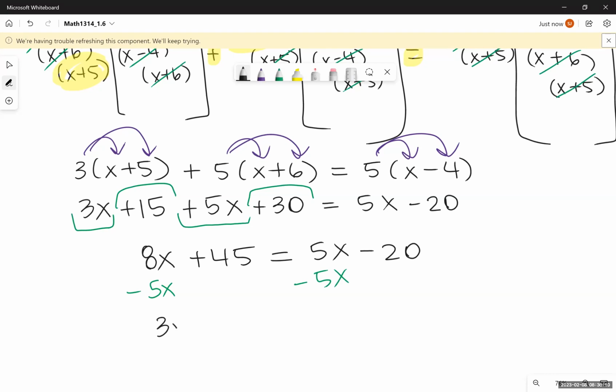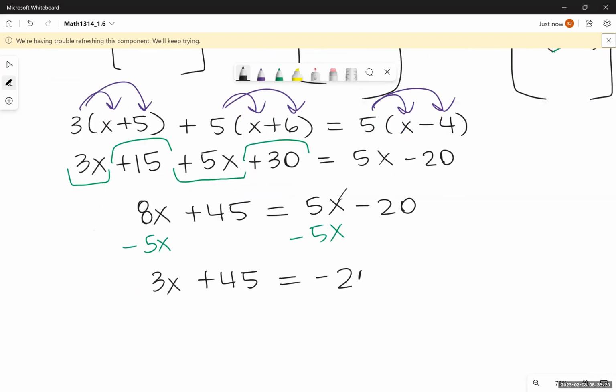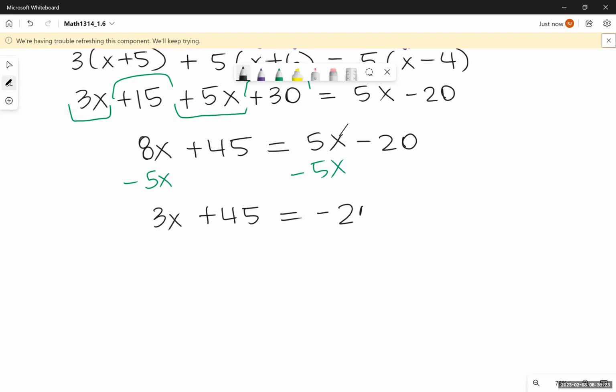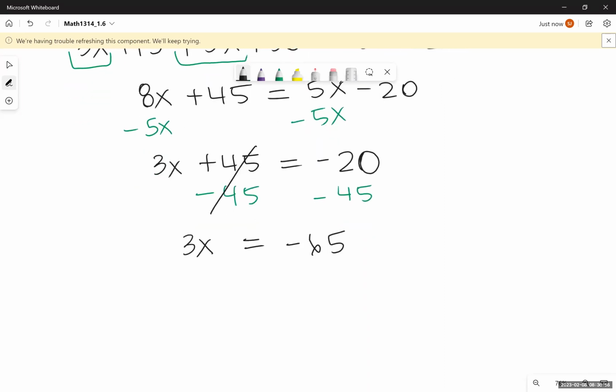8 minus 5 is 3x. And then plus 45 equals, those cancel, negative 20. And then if I move that 45, that ends up being a negative 45 on both sides. Negative 45. I get 3x, that cancels, equals a negative 65. There's starting to be a delay. I can tell because it's making my handwriting look crazy.